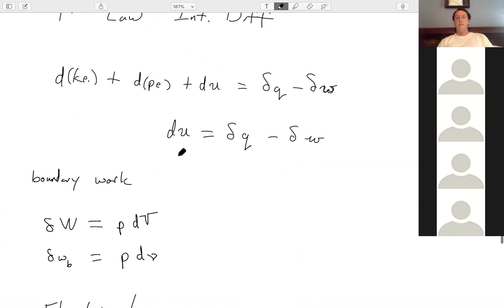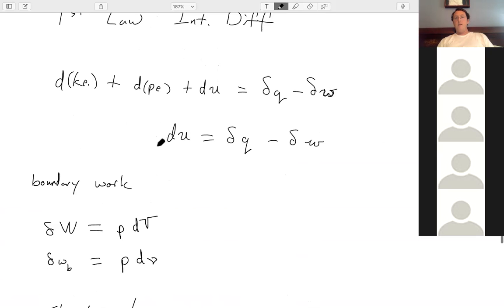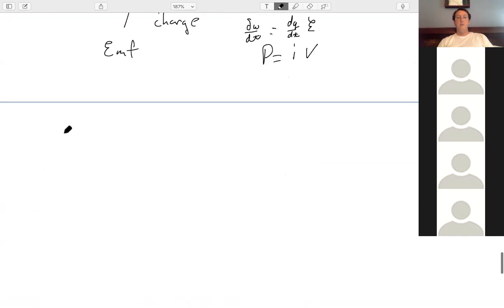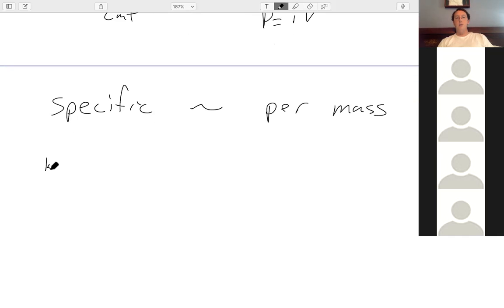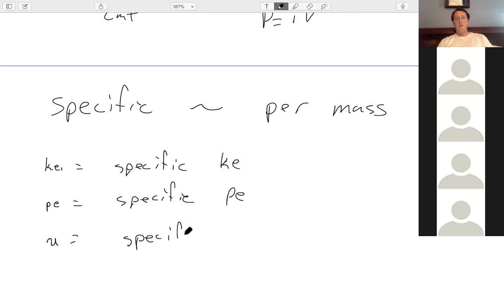Oh! I need to say some words about naming this. When you divide by mass to make it intensive, we call things specific. So specific will mean per mass in general. There might be a couple of historical accidents where that's not true, but that's what we call it. So for example, lowercase ke is specific kinetic energy, and pe is specific potential energy, and lowercase u is going to be specific internal energy.